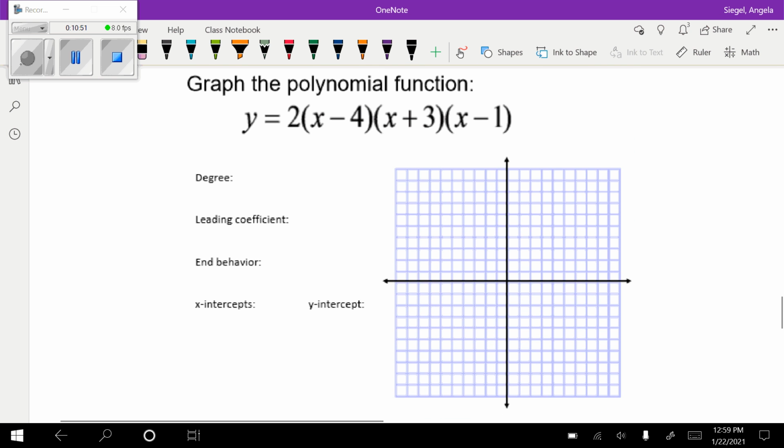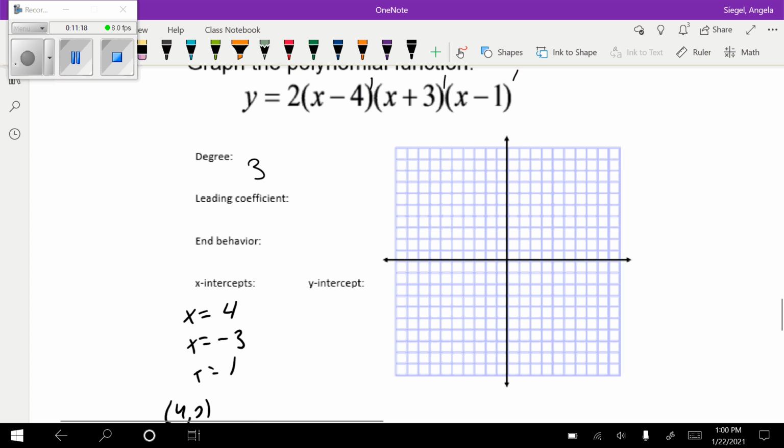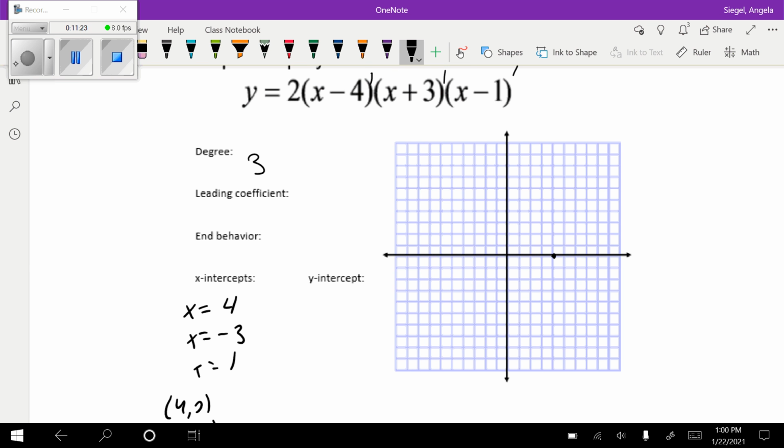Okay, so let's go to the next one. So I have a polynomial of degree 3, because 1, 2, 3. Let's talk about my x-intercepts. I have an x-intercept at 4, an x-intercept at -3, and an x-intercept at 1. So 4, 0, -3, 0, 1, 0. So let's go ahead and graph those. 4, 0, 1, 2, 3, 4, -3, 0, and 1, 0.